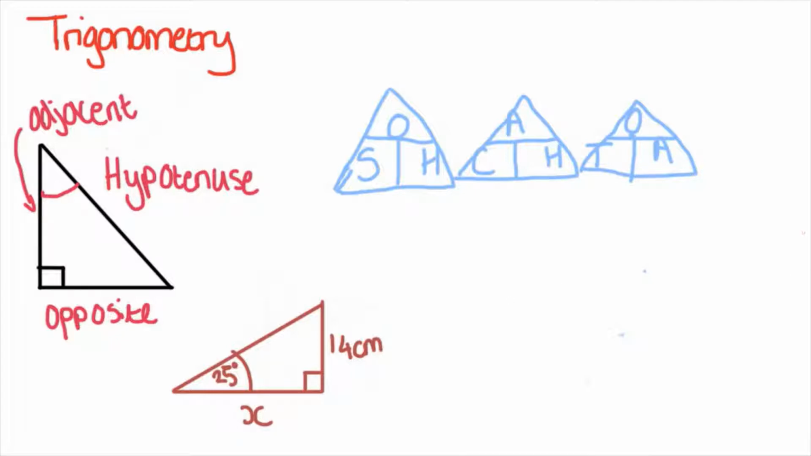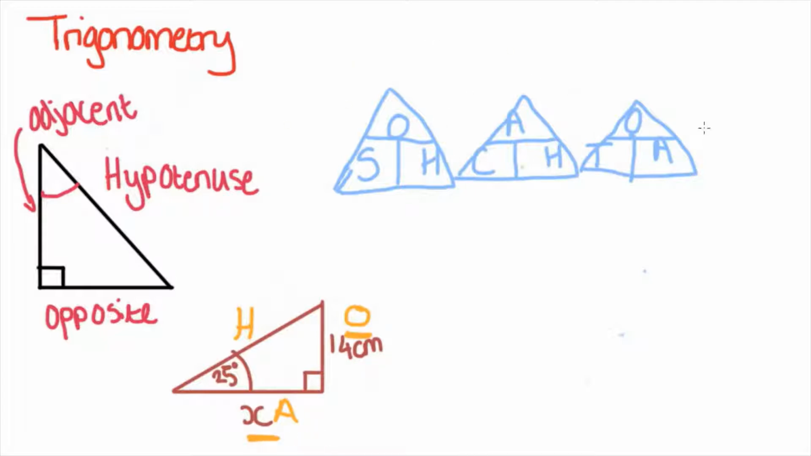Alright, this time we have a different triangle, and we have an angle, a side, and we want to find out this side here. So as before, we're going to label the sides first. So this side here, the longest side opposite the right angle, is the hypotenuse. This is our angle that we're interested in, and the side opposite it is the opposite. So this leaves this one next to the angle as the adjacent. So the two sides we're interested in are the opposite and the adjacent.